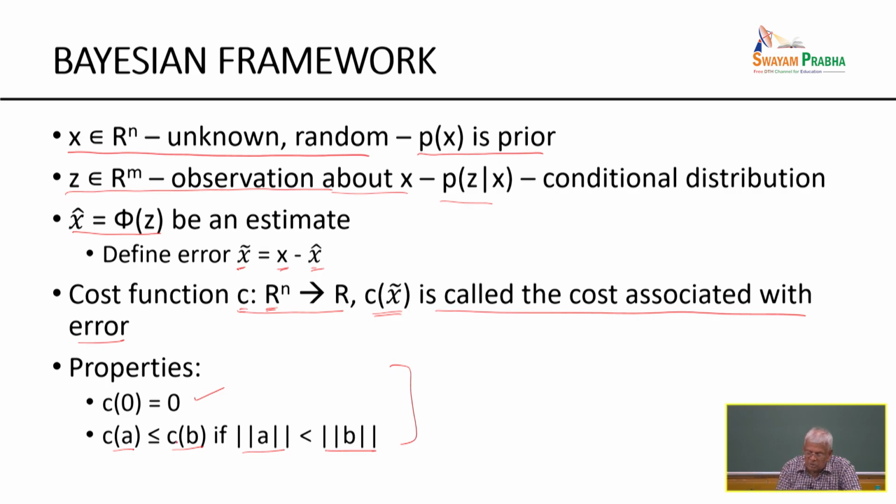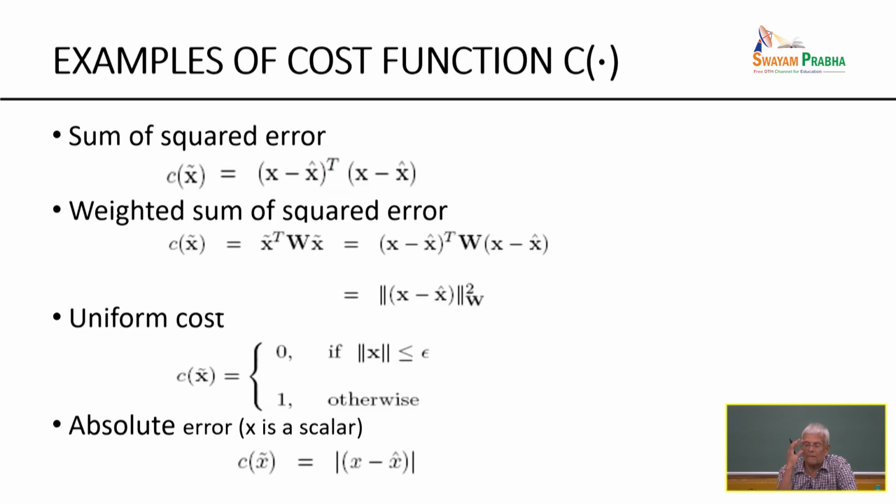So C of A must be less than or equal to C of B if the norm of A is less than or equal to the norm of B. So what are the examples of cost function? One is called the sum of squared errors. That's similar to the least squares. Error square, sum of squared errors. So this is equivalent to the least square cost function.